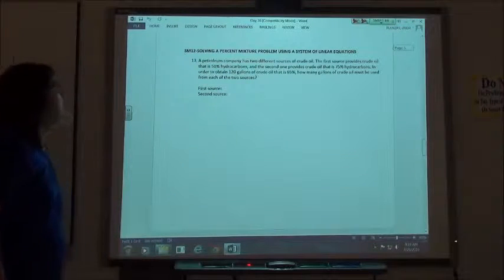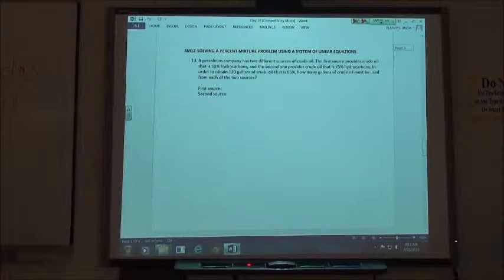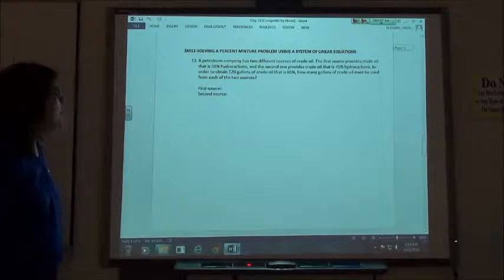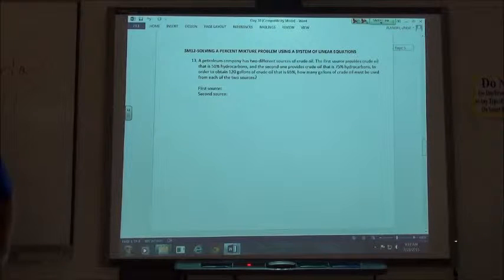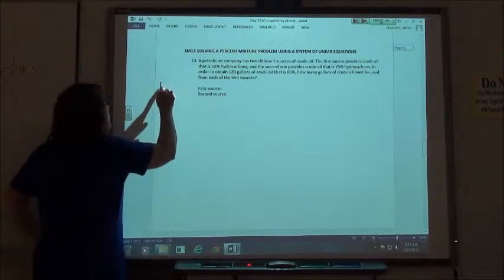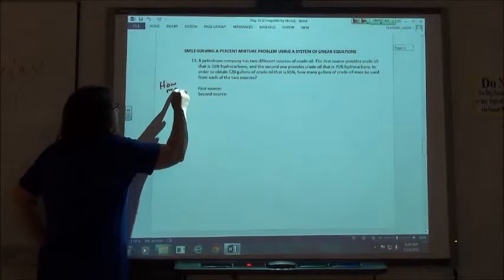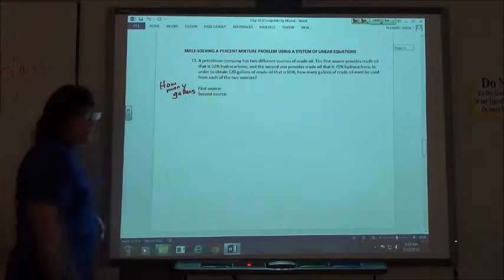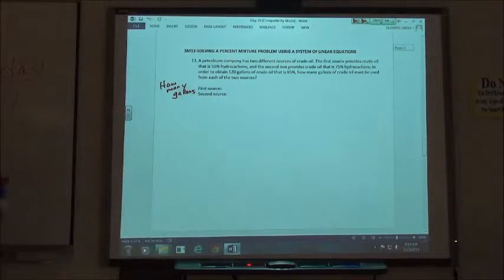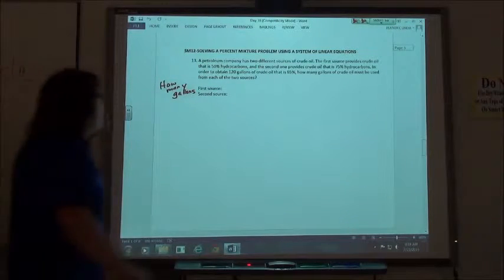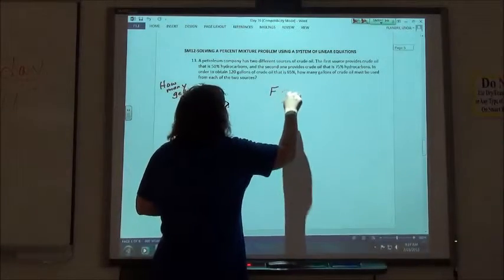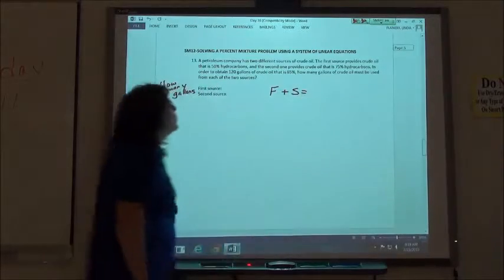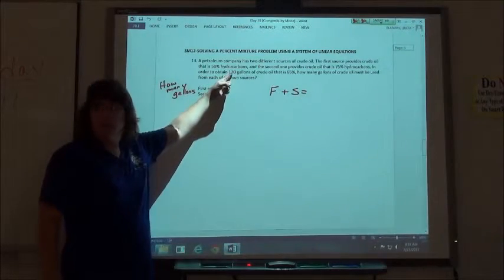In order to obtain 120 gallons of crude oil that is 65%, how many gallons of crude oil must be used from each of the two sources? So, how many gallons? So same kind of thing here. If I take the number of gallons from the first source plus the number of gallons from the second source, I had 120 gallons, right?